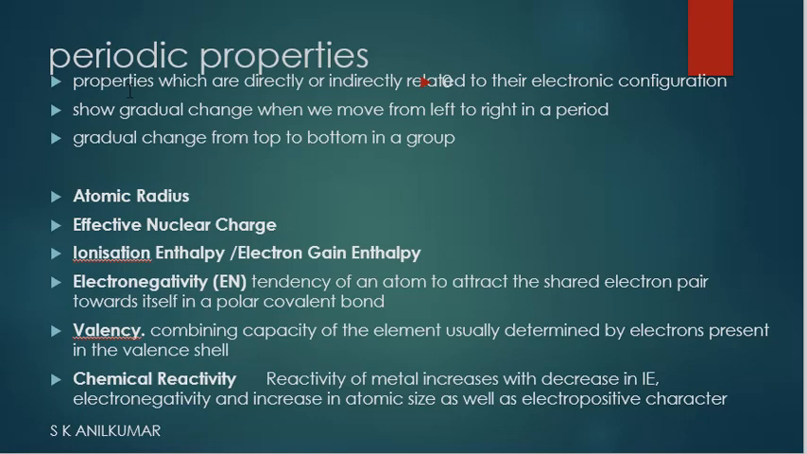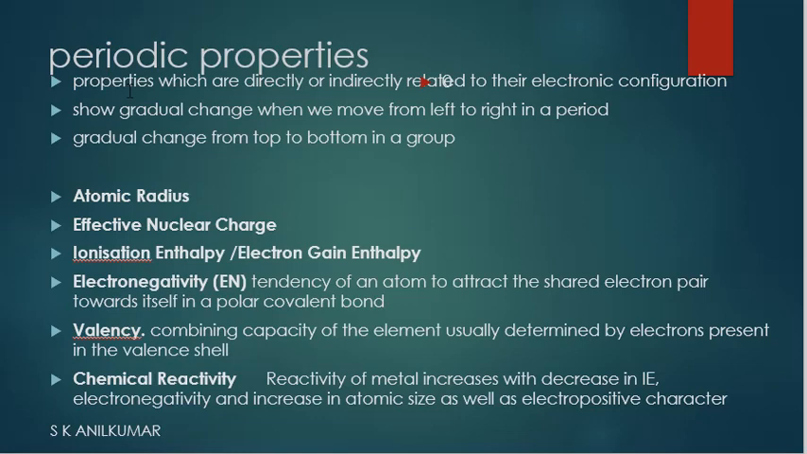What is electronegativity? It is the tendency of an atom to attract a shared electron pair towards itself in a polar covalent bond. Covalent bond means sharing of electrons. Tendency to share or attract an electron is electronegativity. Electropositivity is the tendency to share and give away an electron, provided there is some other atom that can take that electron to form a covalent bond. What is chemical reactivity?